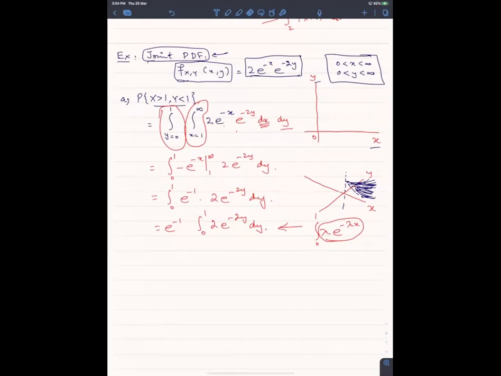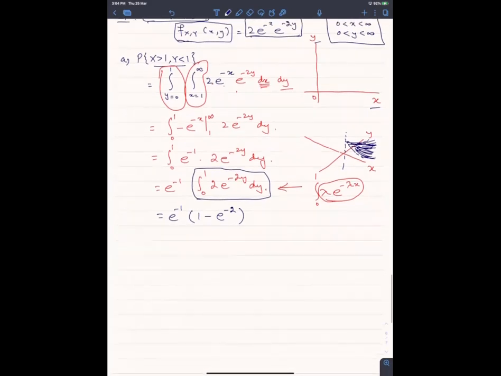Okay, so this would be equal to e to the minus 1. This is the CDF of an exponential evaluated at 1, which is 1 minus e to the minus 2. Integrate करेंगे तब भी यही आंसर आएगा. But if somebody remembers the CDF of the exponential distribution, वो डायरेक्टली लिख सकते हैं. अगर वो याद हो तो, नहीं याद है तो इंटीग्रेट करके लिख देंगे.